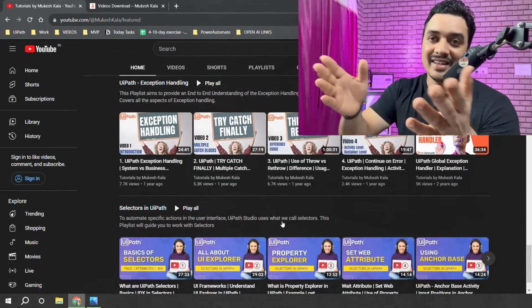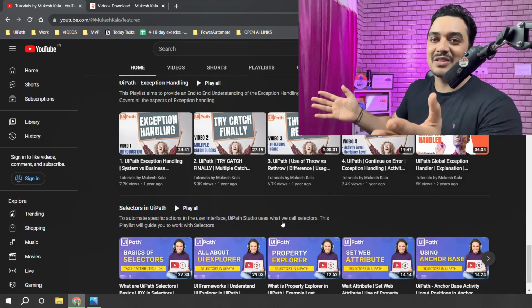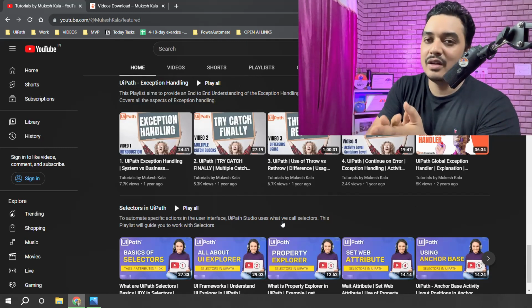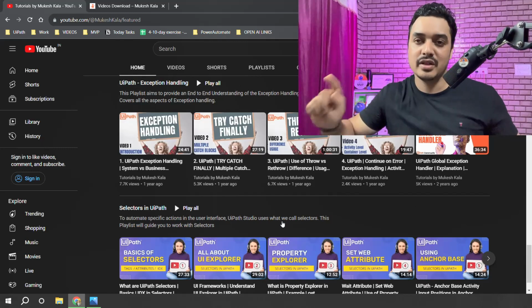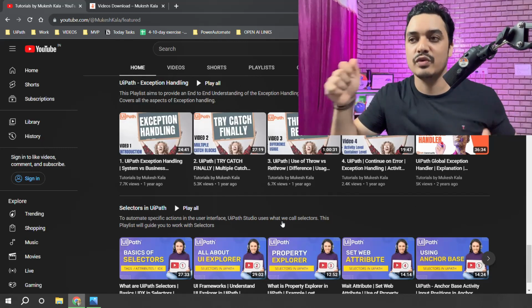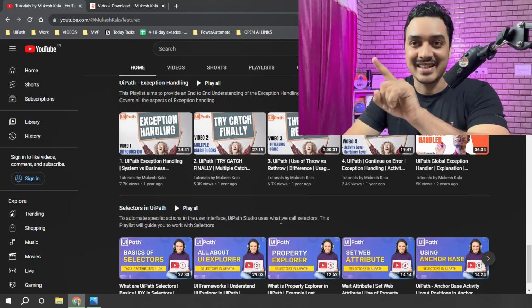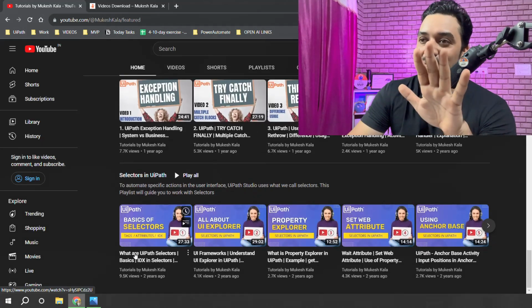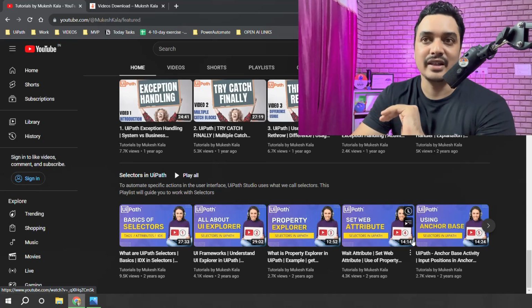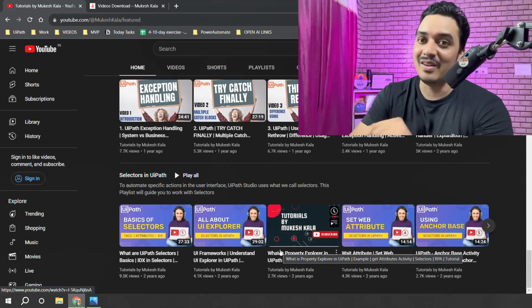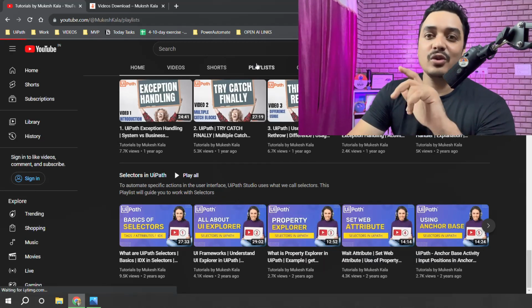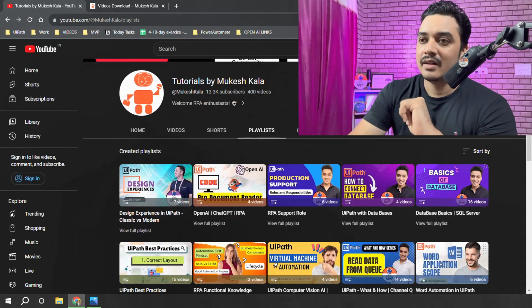Okay. Selectors, right? UiPath has selectors, which are very powerful. Whenever we do any UI automation with the help of keyboard and mouse, we need to use the selector. Classic design, right? So the basics of selectors are covered in this playlist. Is that all? No. Okay. So if you go to the playlist, right?